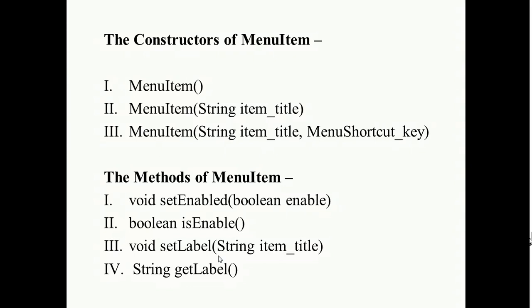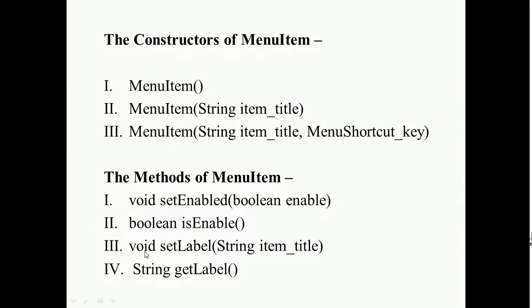If it is enabled, then it returns true, and if it is not enabled, that is disabled, then it returns false. So the second method, boolean isEnabled, returns the value true or false. If it is enabled, then it returns true, and if it is disabled, then it returns the false value.